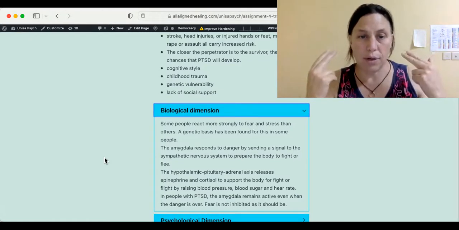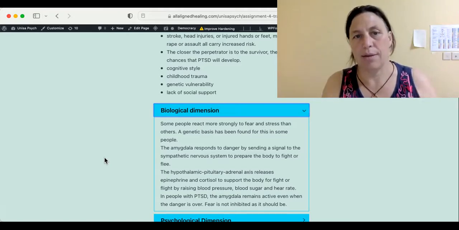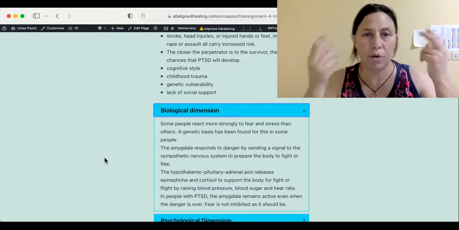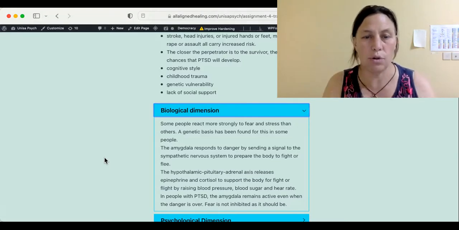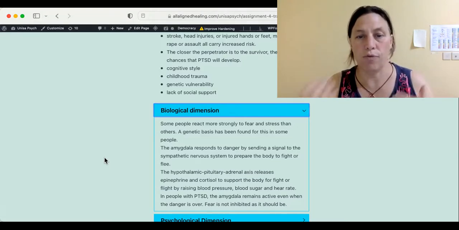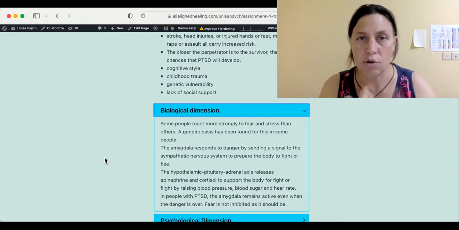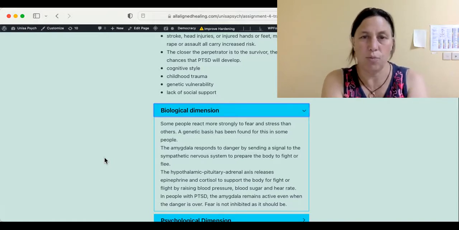Then there's also the HPA axis, the hypothalamic pituitary adrenal axis, which releases the hormones, epinephrine and cortisol, to tell your body to fight or flee. This comes into the psychophysiological conditions right at the bottom of this, which is just logical. It'll drive up your blood pressure, your blood sugar, your heart rate.